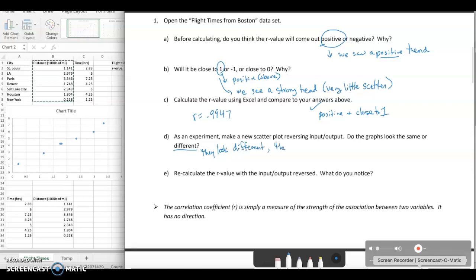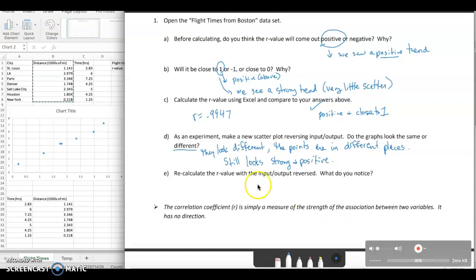The points are in different spots now, in different places. Still looks strong and positive though. Okay, so it looks different.